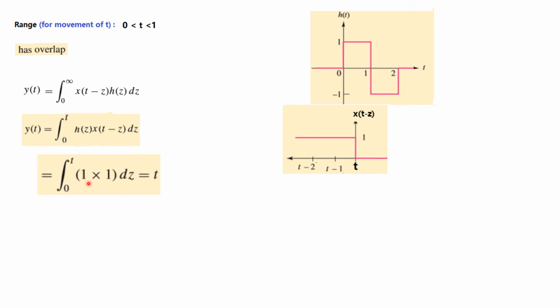And now we plug in the values: h(z) is 1 and x(t minus z) is also 1. So 1 into 1, and the integral of 1 is t. So we'll get the answer t. Even if you put the limits on this, the limits will be t and 0. So the answer will be t.